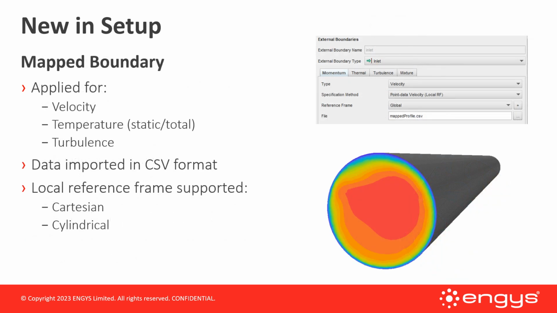This specific type of boundary condition allows users to map the value of a field, such as velocity, temperature, or turbulence, from a source patch to a target patch. This is useful in cases where the boundary condition at the target patch is directly influenced by the field values at the source patch. The user can now import data from a CSV file, and also can make use of the local reference frame applied, either Cartesian or cylindrical.